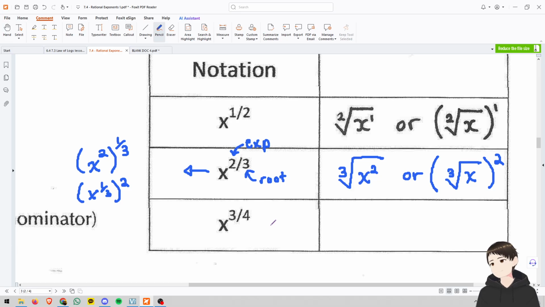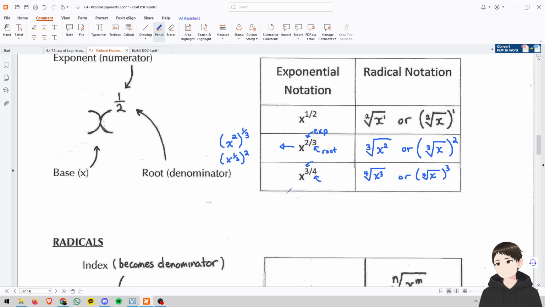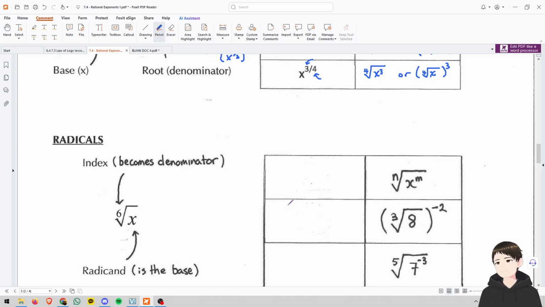I digress. Let's talk about this. 3 over 4. The 4 is the denominator. The 3 is the numerator. So I can write this as the fourth root of x to the power of 3, or the power of 3 of the fourth root. Whatever you want to do first, it is possible. That's it. And we can do it in reverse.